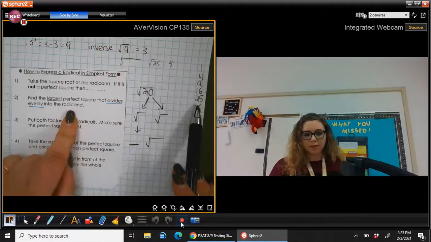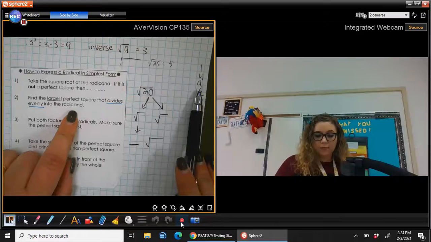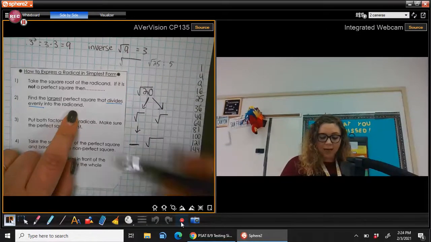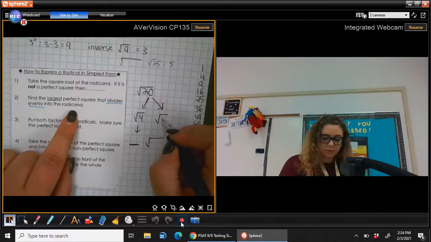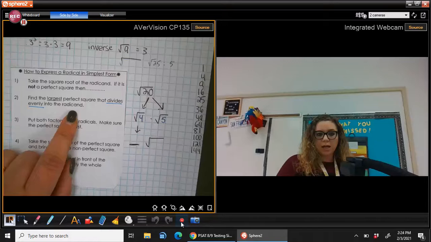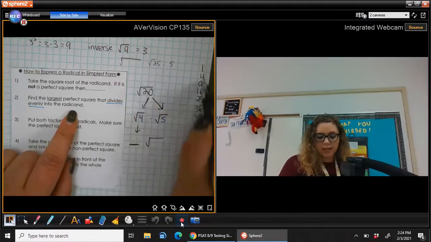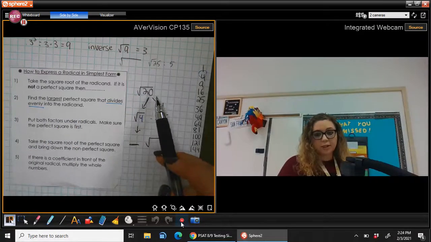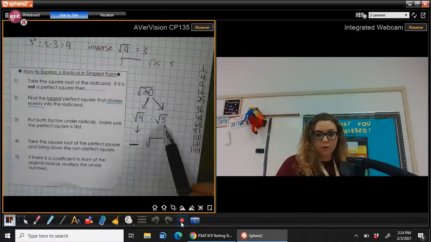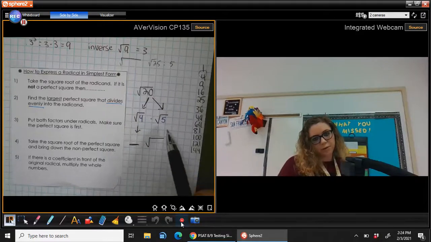Can 25 go into 20? Nope. Can 16 go into 20 evenly? Nope. Can 9? Nope. Can 4? It can. How many times can 4 go into 20 evenly? 5. That's how you're going to do that. 4 times 5 is 20, and that is the largest perfect square that would divide evenly. So then you divide it, and then you put what you get. 20 divided by 4 is going to give you 5.